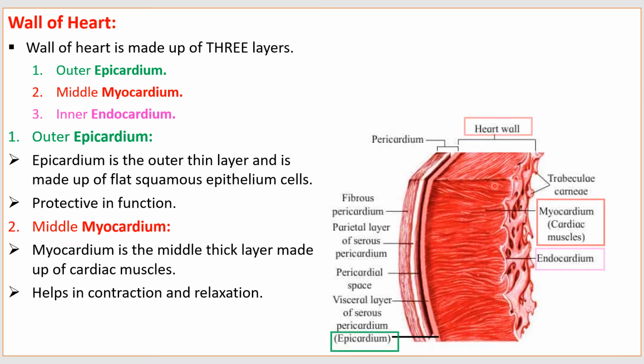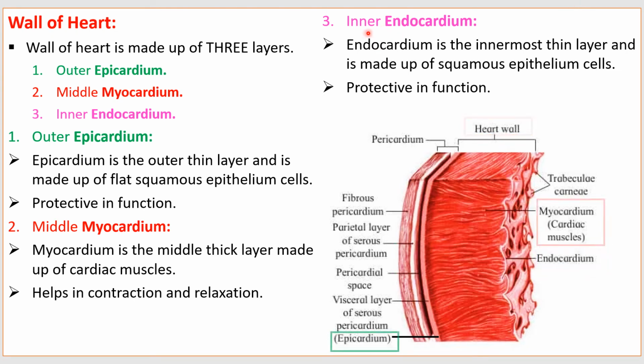Middle myocardium. Now look here, this whole thick layer is myocardium. Myocardium is the middle thick layer made up of cardiac muscles. So these are nothing but the cardiac muscle. That's why it is thick. The myocardium layer helps in contraction and relaxation of the heart. The third layer, that is inner endocardium. Look here, this is the inner endocardium layer. The endocardium layer is the innermost thin layer and is made up of squamous epithelium cells. The main function is protective.